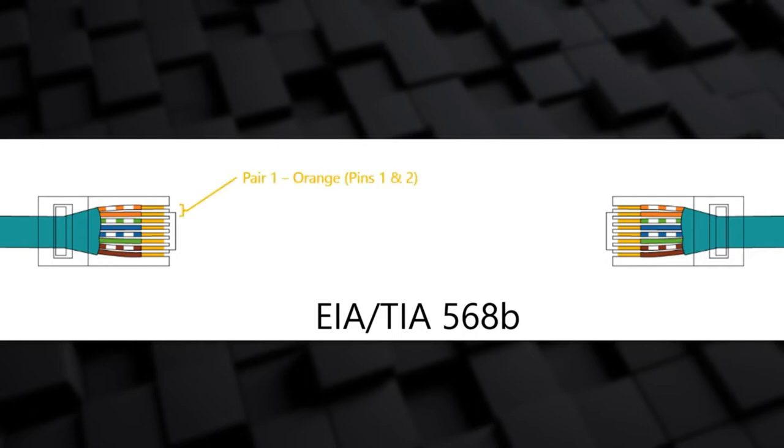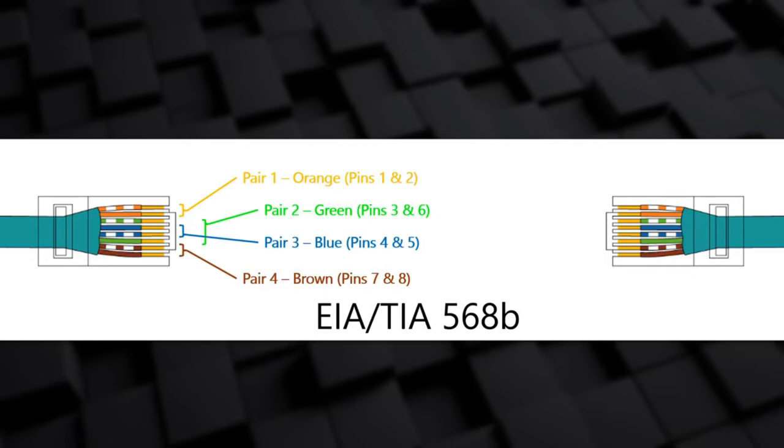This connector has 8 pins. These line up with the 8 wires inside the cable. The wires need to line up with the correct pins. That's why the wires are color-coded. There are different color schemes you could use. This one here is called 568B.